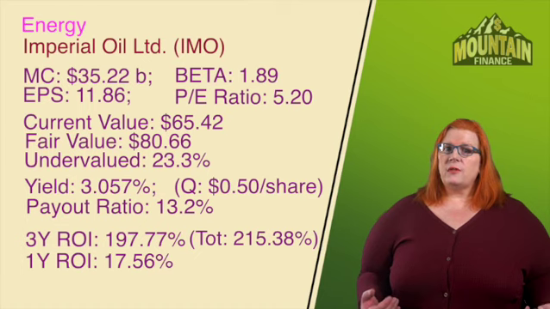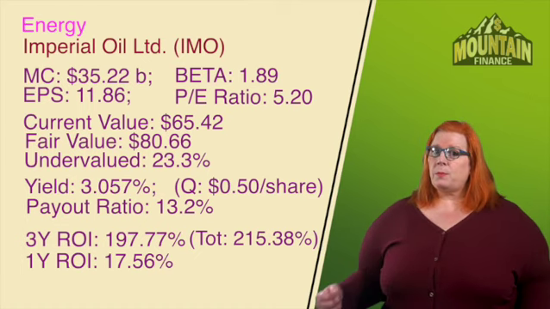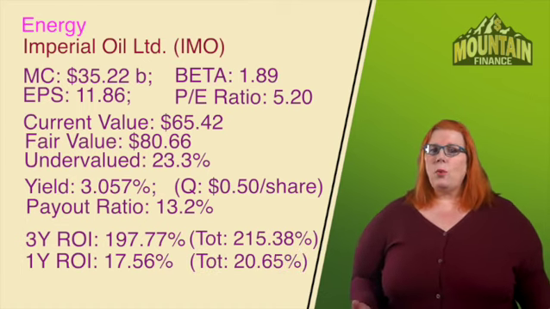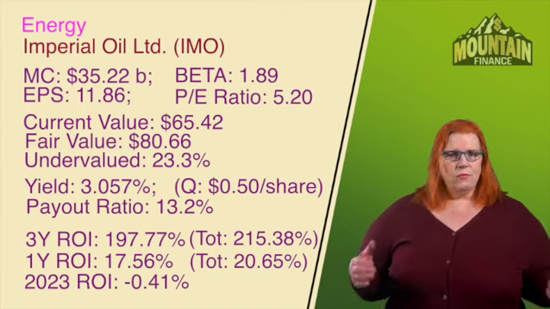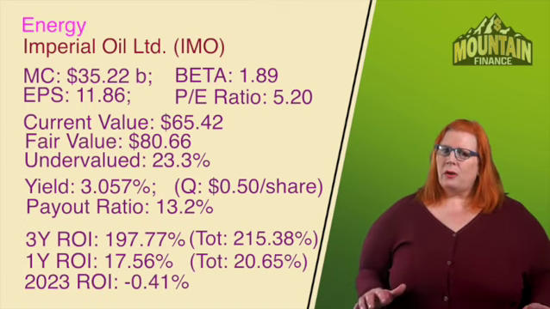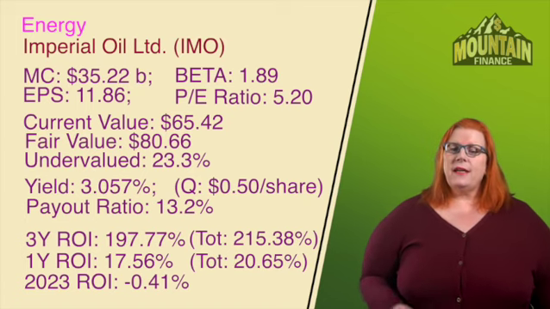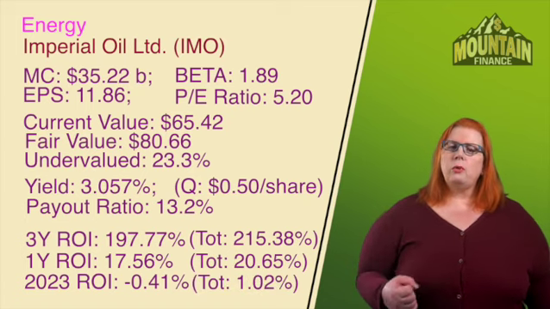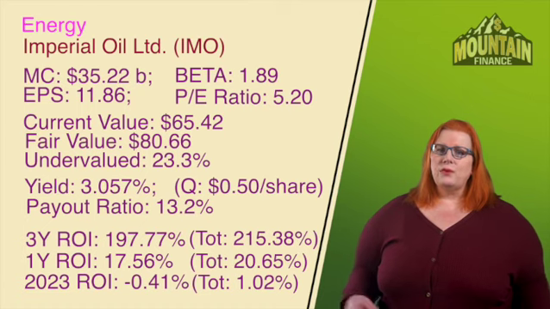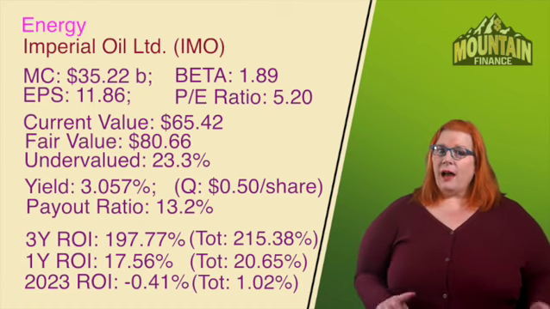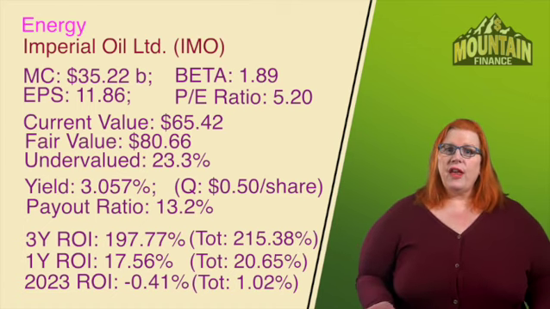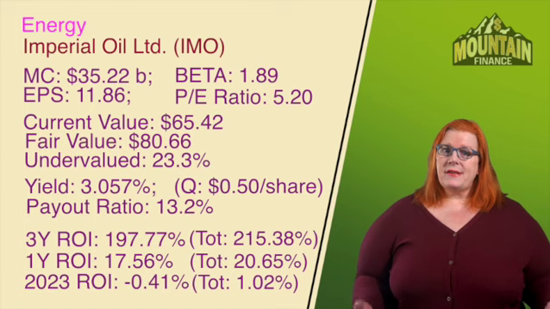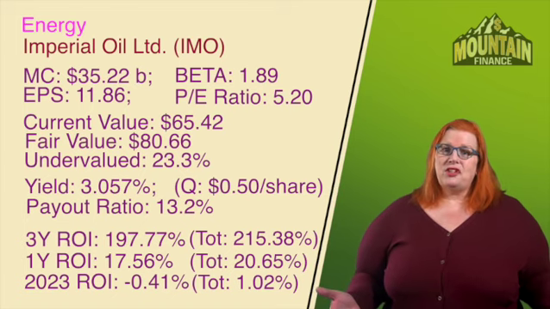Their 1-year return on investment comes in at 17.56%. Adding in dividends, we get 20.65% as our total return. For 2023, they faltered a little bit because oil's been down a little bit. So their return on investment comes in at negative 0.41% with a total return of 1.02%. With the energy sector, after the recent boom, it can seem hard to really call them a buy the dip opportunity, but they have been falling and they will more than likely rise again. So this, well, that's the definition of a dip.